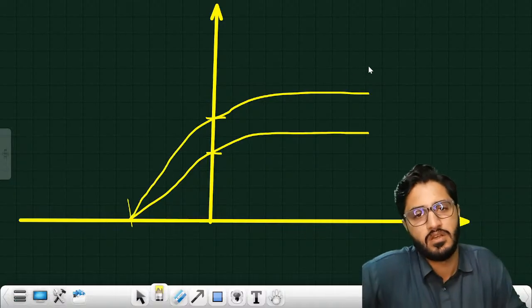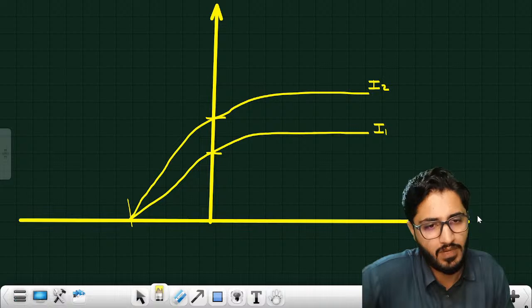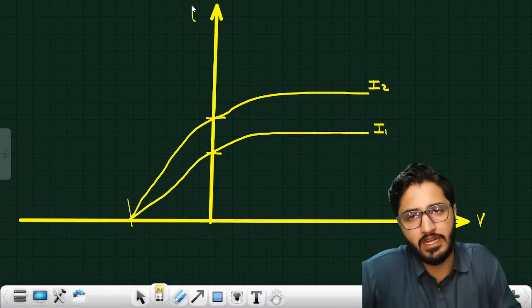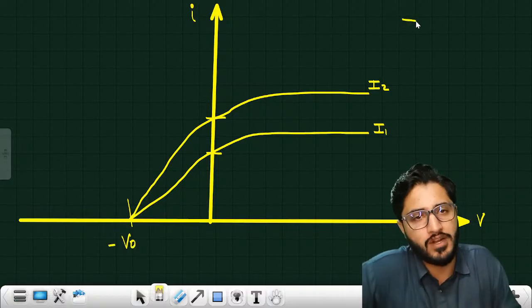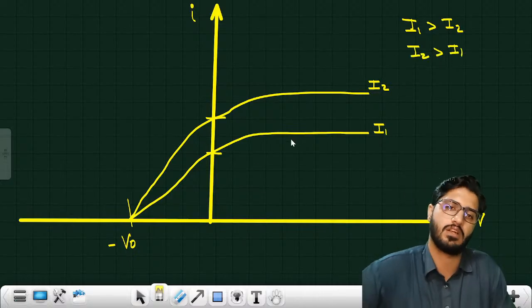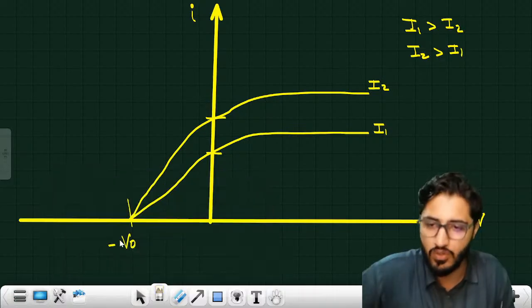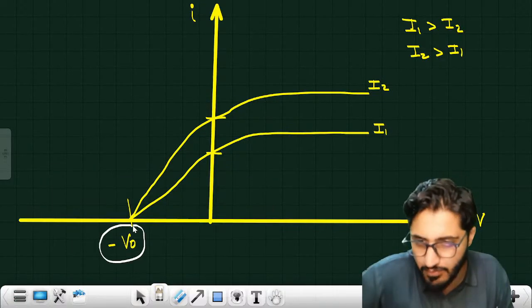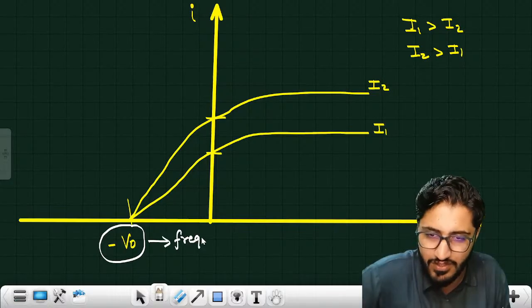Okay. Intensity I2, intensity I1. This graph is between my voltage and my current. Stopping potential. So you have to tell me whether I1 is more than I2 or I2 is more than I1. Done? So by this particular numerical, you conclude that stopping potential is the same. Stopping potential means frequency. So my frequency is the same.